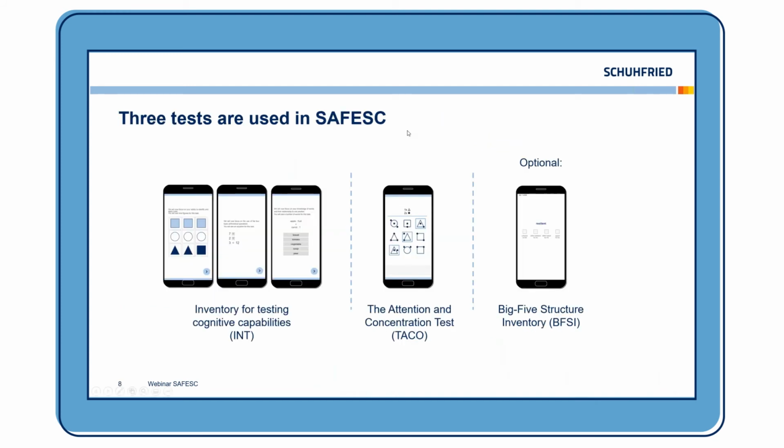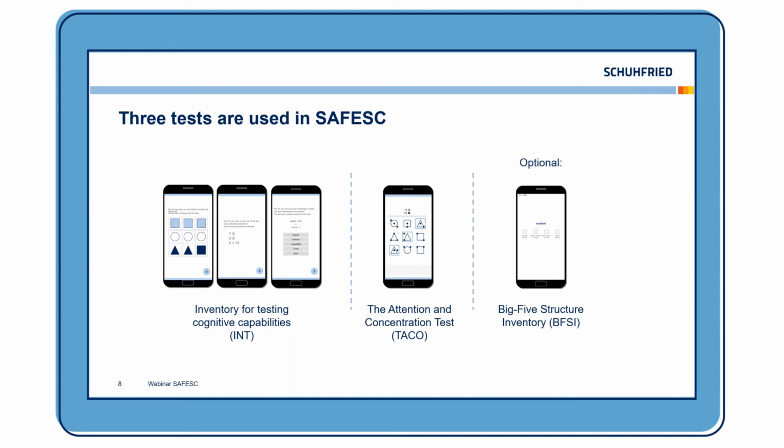Let's first have a look at how we assess those dimensions. We use 3 tests in SAFESC. First test is the inventory for testing cognitive abilities, or in short, INT. It allows us to assess the ability for logical reasoning, which you can see here on the left. In the middle, you can see our test for the numerical ability, and to the right, you can see our test for the verbal ability.